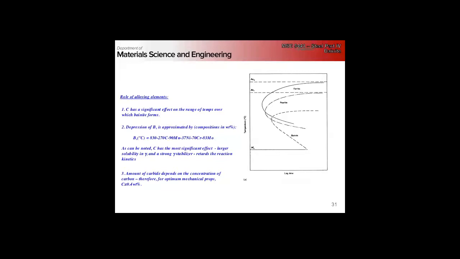Right. I don't think you'll ever actually have to use this. I like it just because, since someone went through the trouble of fitting it, it shows you what the relative effects are. Carbon has roughly 3 times the effect of the next greatest element at reducing the Bainite start, right?